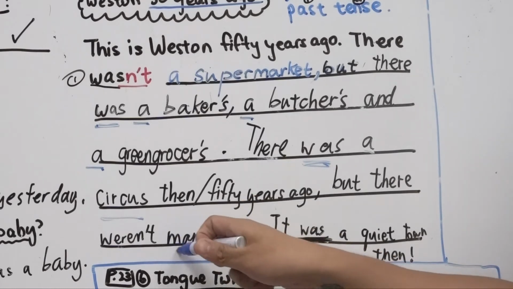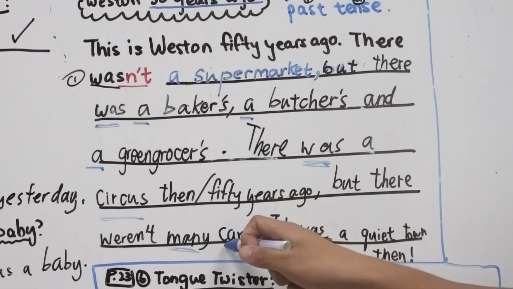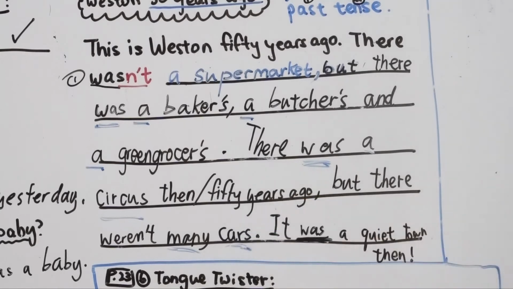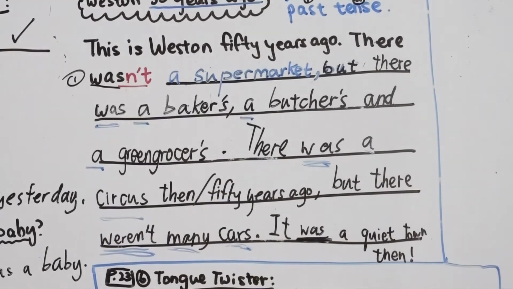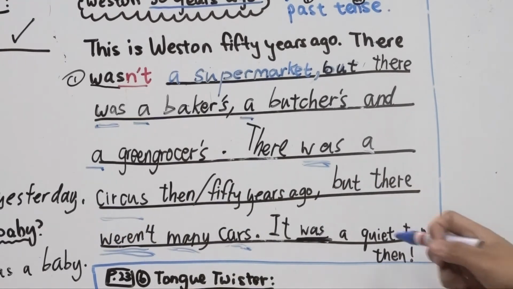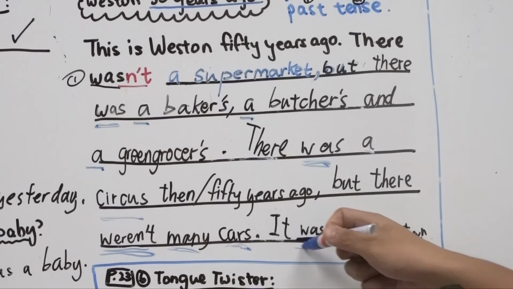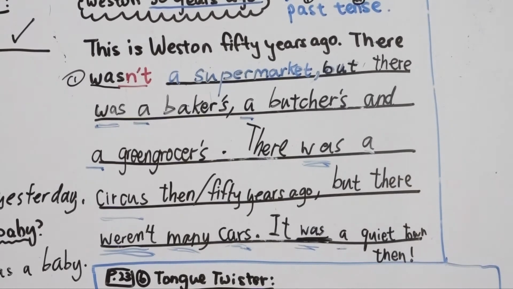And then lastly we have many cars, even though they weren't there. Not a lot of cars. We still have the letter S here, right? We're referring to many cars that were not there, so we need to use weren't. There weren't many cars. And then a quiet town. Only one town, so we need to use was. It was a quiet town then. Alright, I'll give you a minute. Just write down your answers, please.